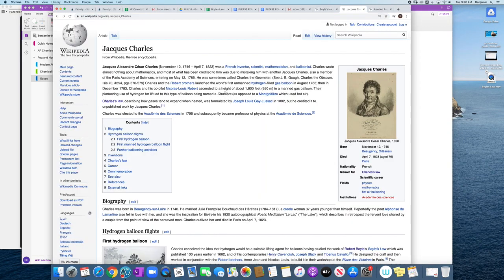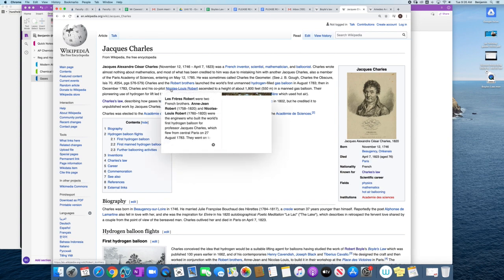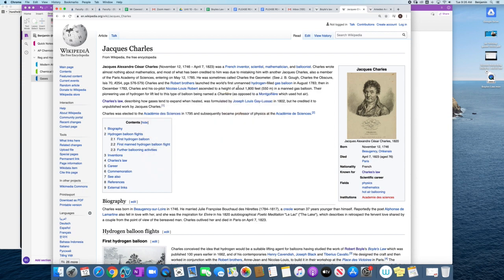And Jacques Charles was actually credited with being the first person to launch an unmanned hydrogen gas balloon back in 1783, and then just a few months later on, he went up in the balloon with another guy named Nicolas Louis Robert, and they flew up over half a kilometer, 1,800 feet up in the air in a hydrogen balloon, and so that's sort of interesting.